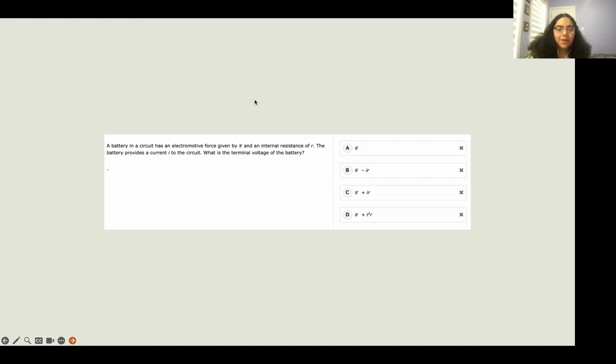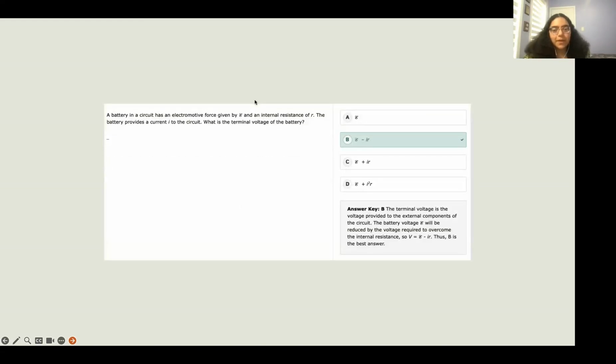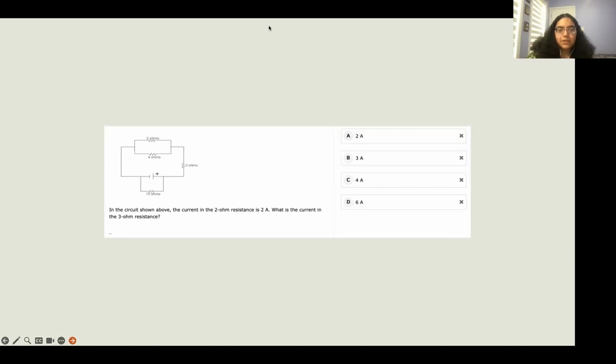All right, we've gotten some private messages. So yeah, it's going to be B here. Basically you have the battery voltage, the fancy E there, and then the voltage to overcome that resistance they're talking about is IR. To subtract the two, E minus IR is going to be your terminal voltage. Here's another question. This might require a bit more time to solve.